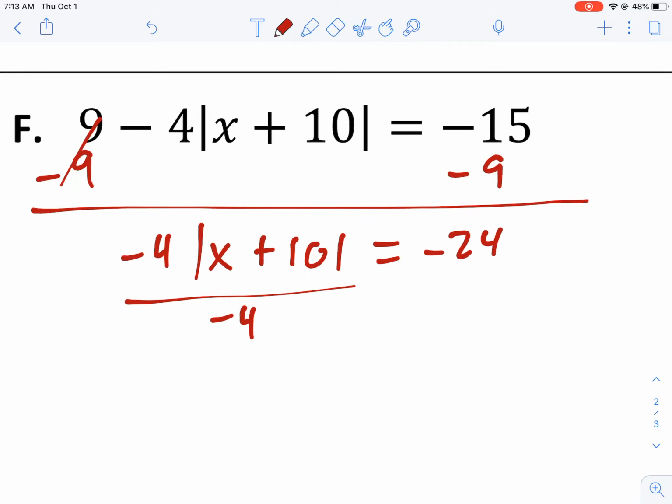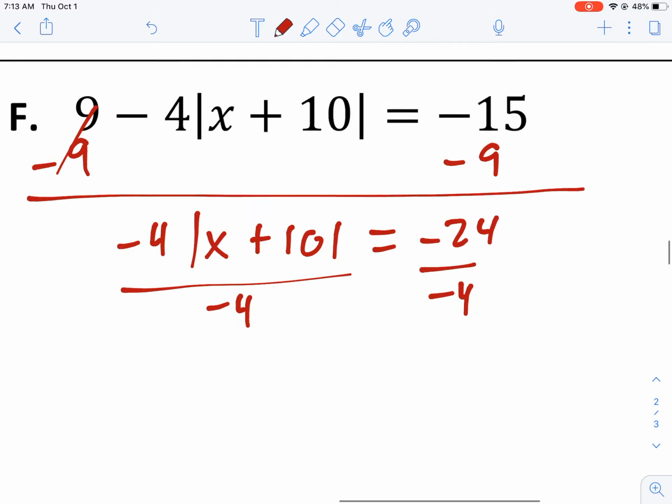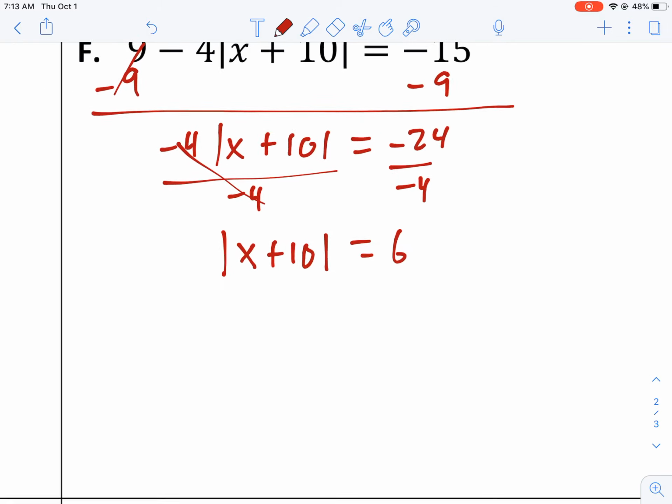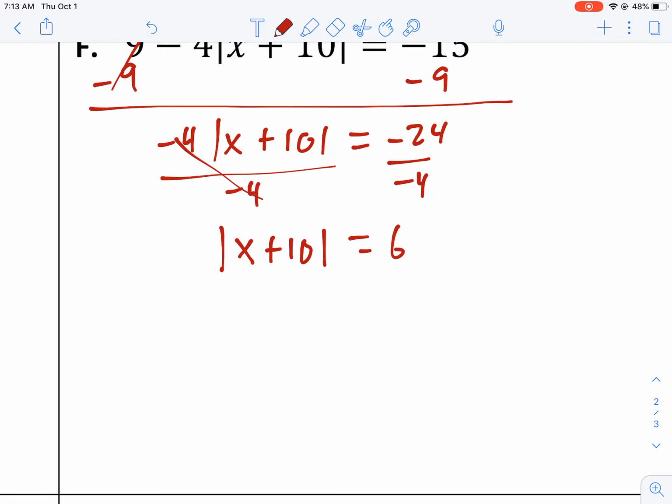Now we're going to divide by -4. All right, that gives us absolute value of x plus 10 equals 6. Now we can split it up, right? Now we will split it up because the absolute value part of the equation is by itself. So now we know that x plus 10 could equal 6, or x plus 10 could equal -6, okay?